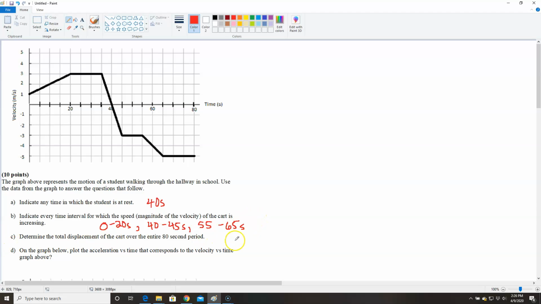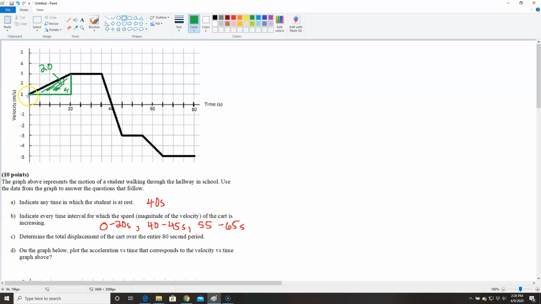Determine the total displacement of the cart over the entire 80-second period. So displacement is area under the curve. I have a couple of areas in here that are going to be really annoying to deal with, but we'll get through it. Let's take a look at this triangle right here. This triangle is a 20 by 2 triangle. 20 by 2 is 40. We cut that in half. This is now a total area of 20.